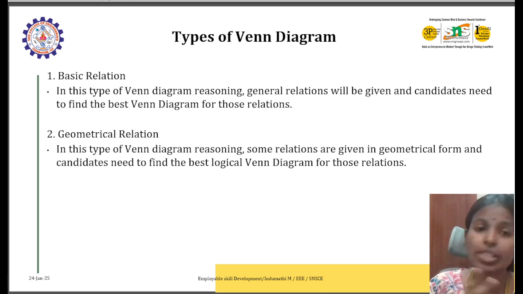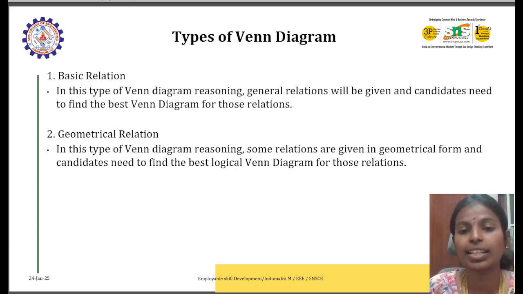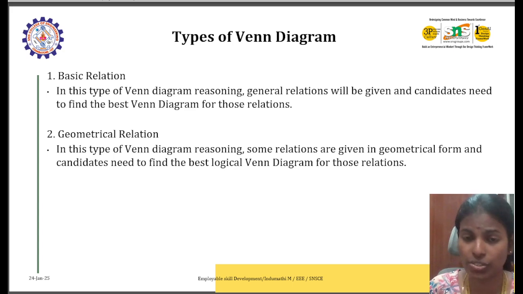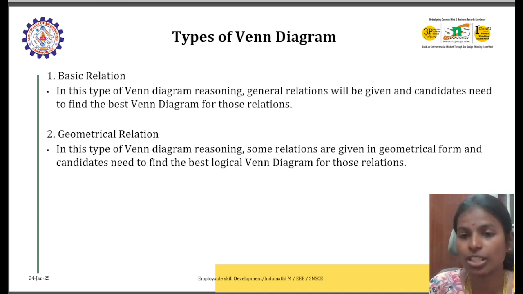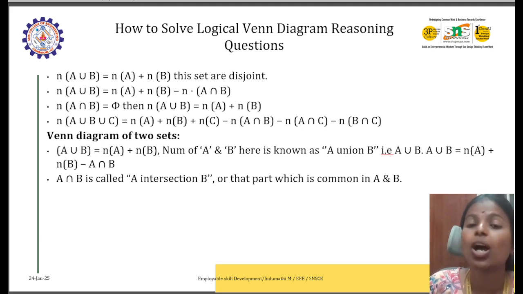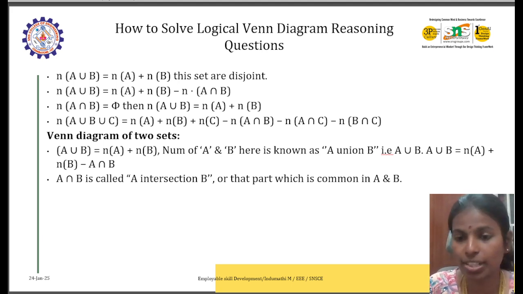And so we have two types of Venn diagram. One is basic relation. In this type of Venn diagram reasoning, general relations will be given and the candidates need to find the best Venn diagrams for those relations. Next, geometrical relation. In this type of Venn diagram reasoning, some relations are given in geometrical form and the candidates need to find the best logical Venn diagrams for these relations. Next, you can see how we have to solve the Venn diagram reasoning questions.